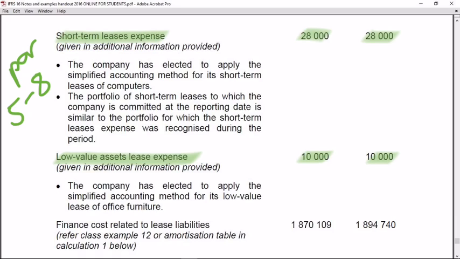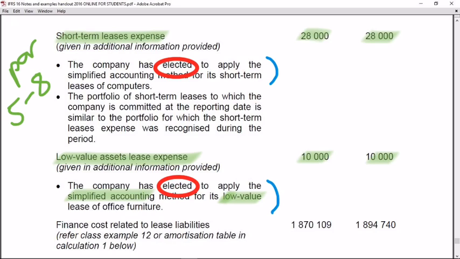First of all, you need to mention in both instances that the company has elected to apply the simplified accounting method for its short-term leases. The company has elected to apply the simplified accounting method for its low-value leases. That is a specific requirement in paragraph 5, where the entity needs to elect to use the simplified accounting, where you can expense the lease expense.